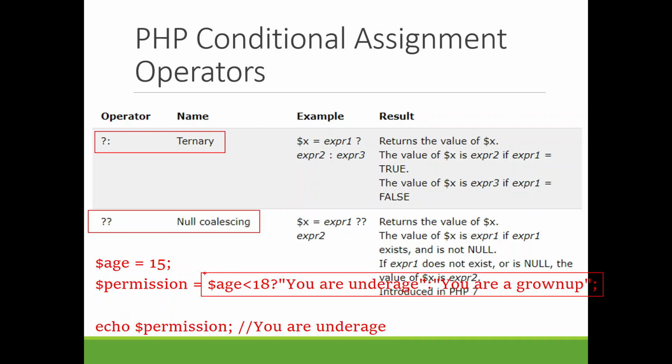The first part is a condition, an expression that will result in either true or false. The second part is what will happen if it turns out to be true. The other part is what will happen if it turns out to be false. So those are the three parts of a conditional operator.